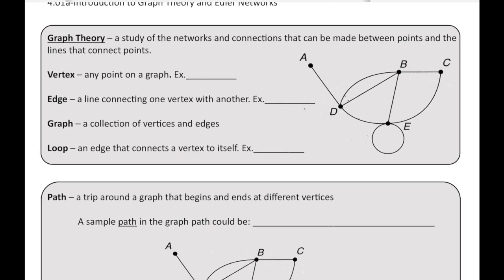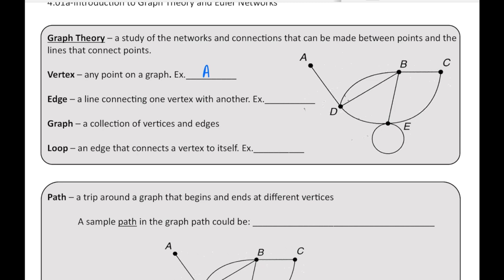Here on the right side, I have an example of something called a graph. We have all of these points. We're going to call those vertices. And we're going to have the edges, lines that connect them, showing a way of going from A to D, D to B, and so on. So a vertex is going to be any point on a graph. For example, A is a vertex.